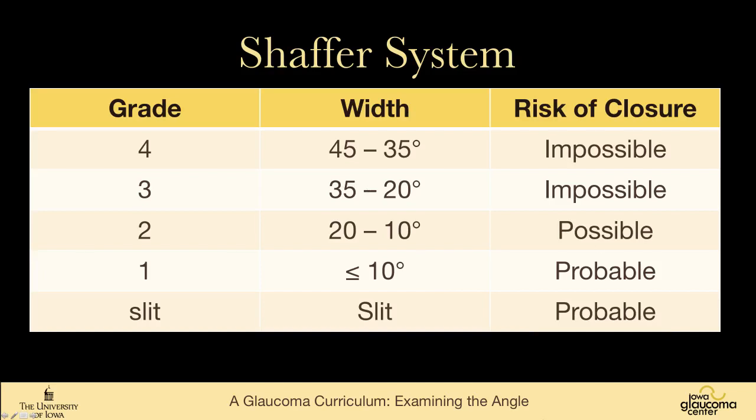And really the easiest way to think of the Schaefer system for me is to basically drop the last digit. So this would be a grade 3, somewhere around 30 degrees, somewhere around 40 degrees or more would be grade 4.